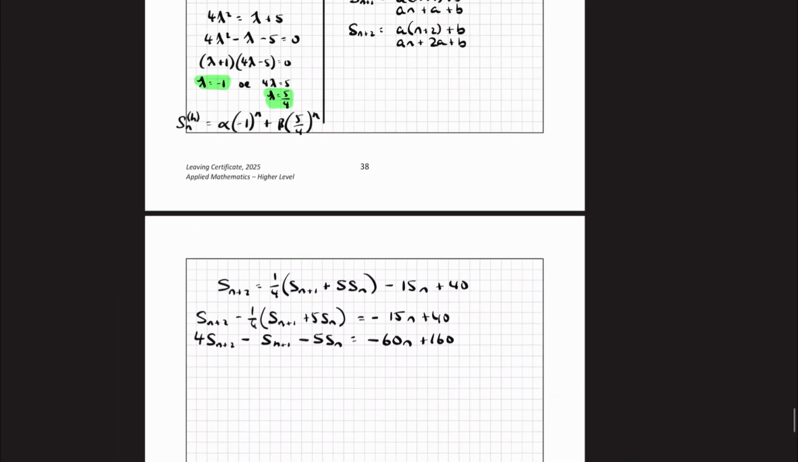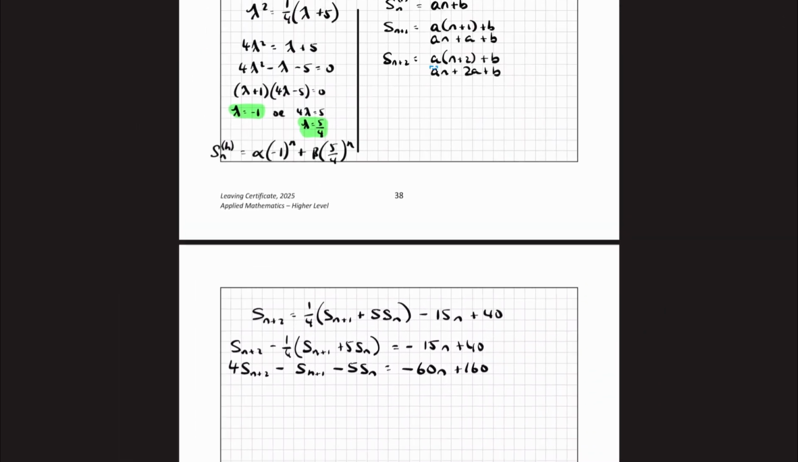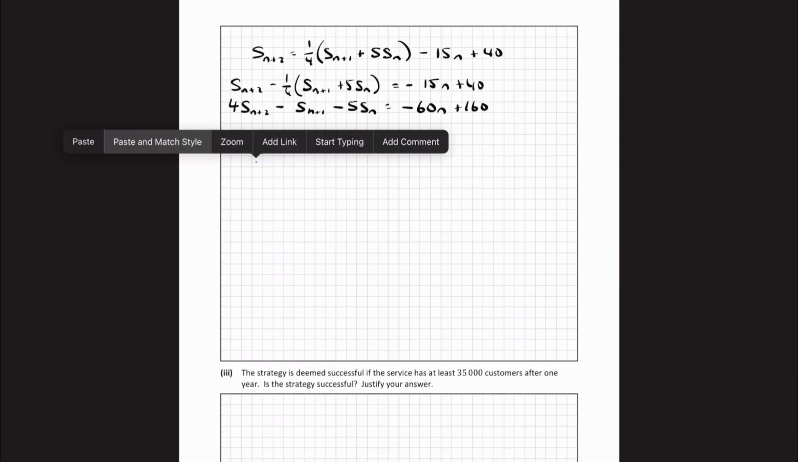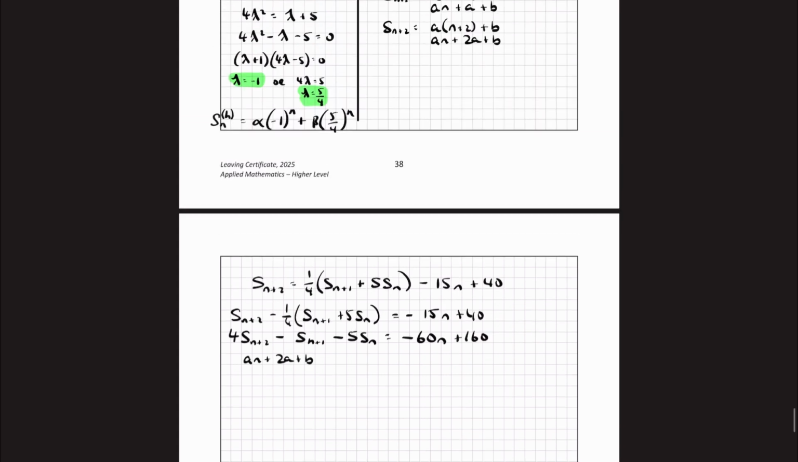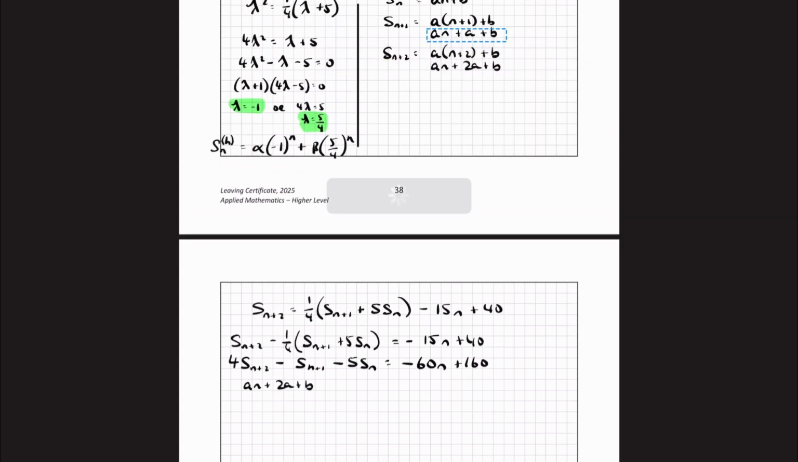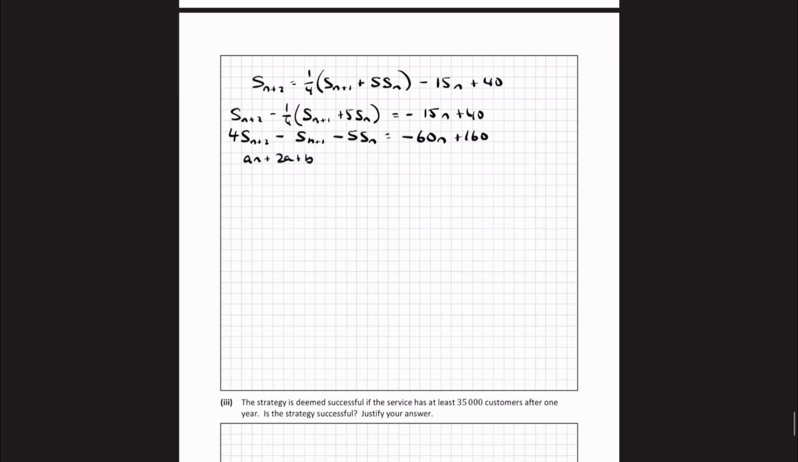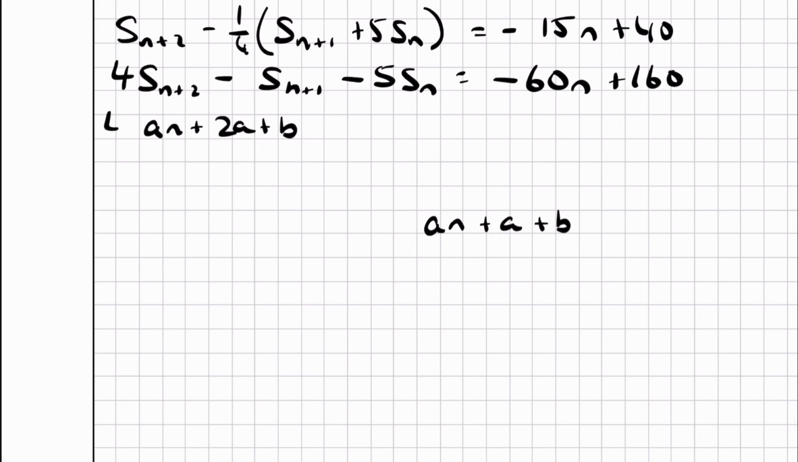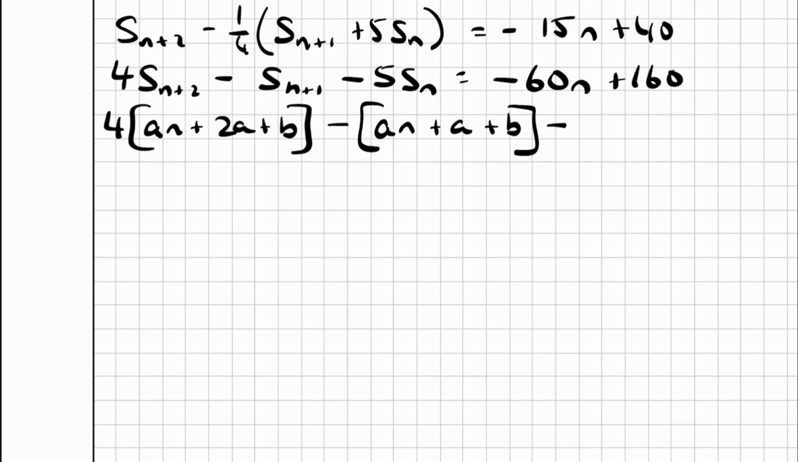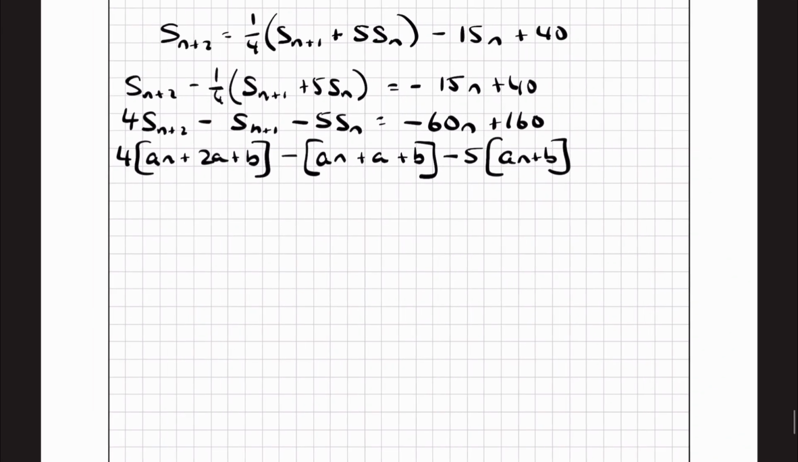And now I'm going to substitute in these guys I had previously for Sn+2. So I'm going to copy that. Obviously you can just write it, but I'm going to copy paste because I have the power and the technology. I'll get the other one as well, copy that for Sn+1, and move them down here. So what I'm going to say is, okay, 4 times this one here, minus all of this stuff in Sn+1, minus 5 times an plus b, should all equal minus 60n plus 160.